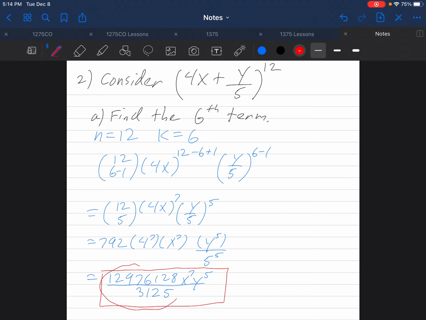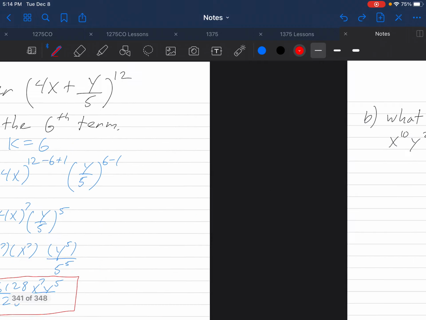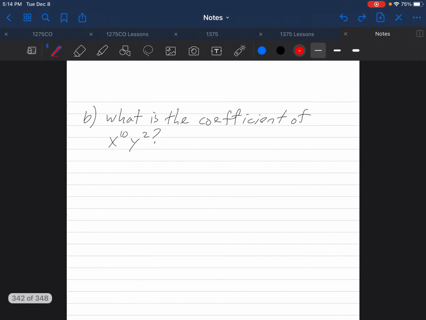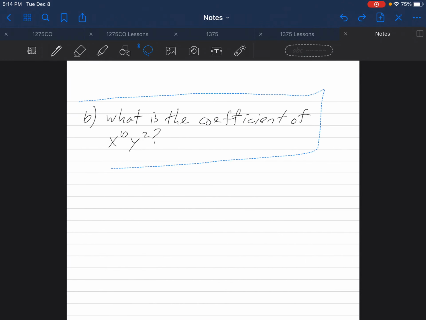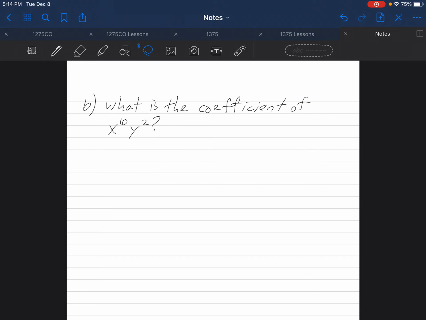All right, that coefficient is equal to this number alone, but we're asking for the full 6th term, so that's going to have the x to the 7th, y to the 5th attached to it. If it asked for simply just the coefficient, like it does over here, then you simply just need to provide that number, not the variables to go with it.